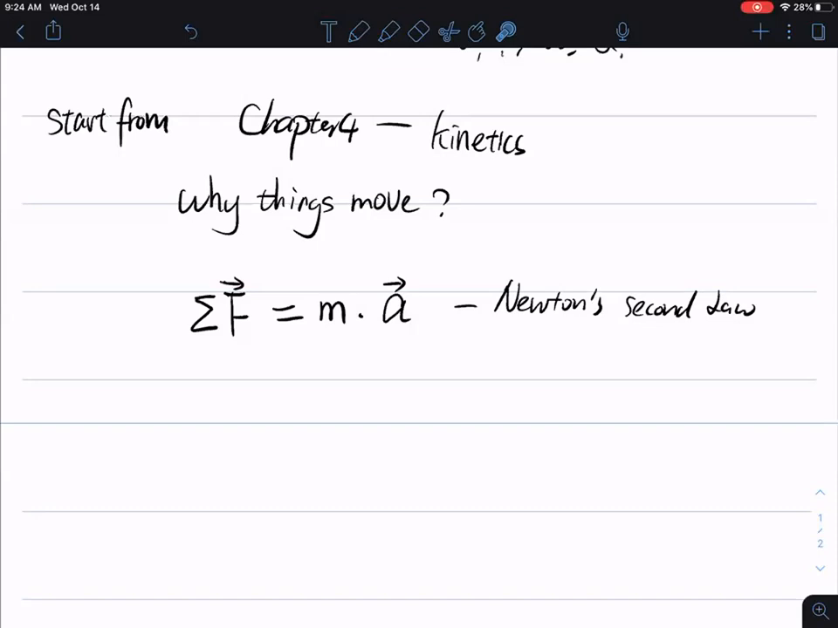Okay, so does that mean we're officially done with kinematics? Is that a good thing or bad? We don't have to deal with kinematics anymore. Sounds like that, right? We're doing kinetics, but here's a trick.